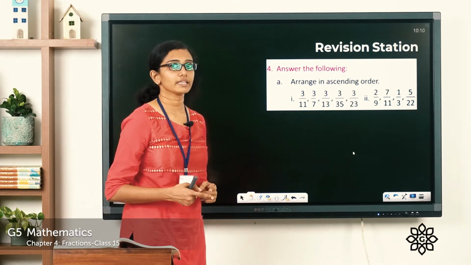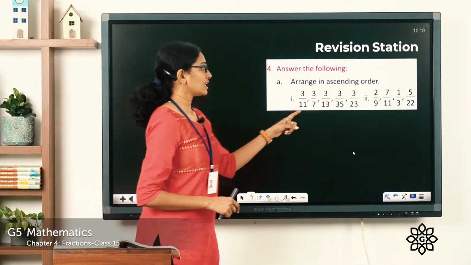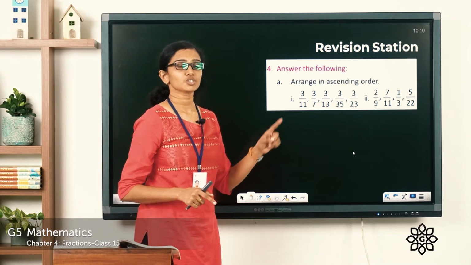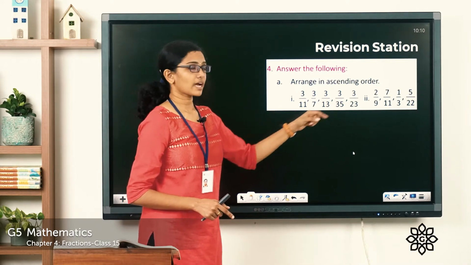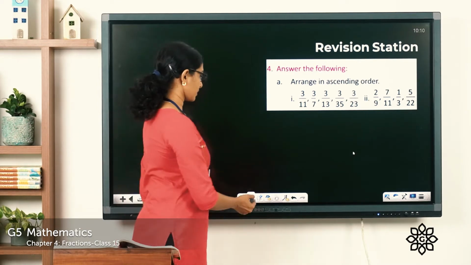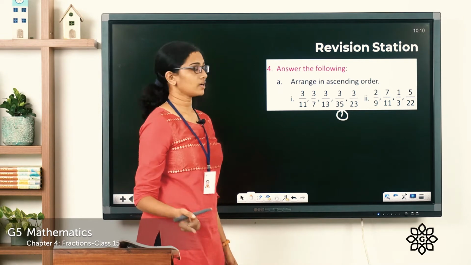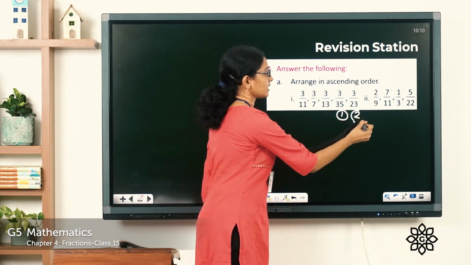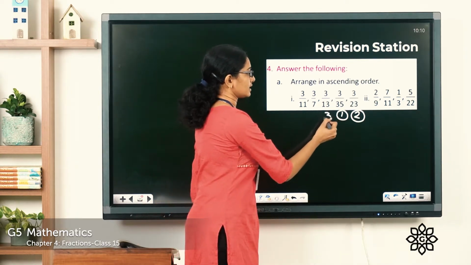How would you compare them? You just need to check the denominators. The fraction with the largest denominator will have the smallest value. So if that is the case, which is the smallest fraction here? It would be 3 by 35, right? So the next smaller fraction will be which one? 3 by 23. The next one will be 3 by 13.